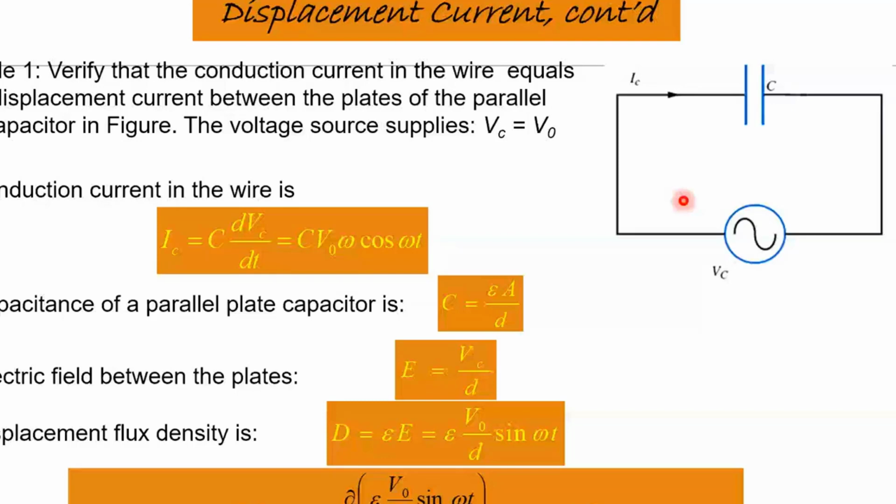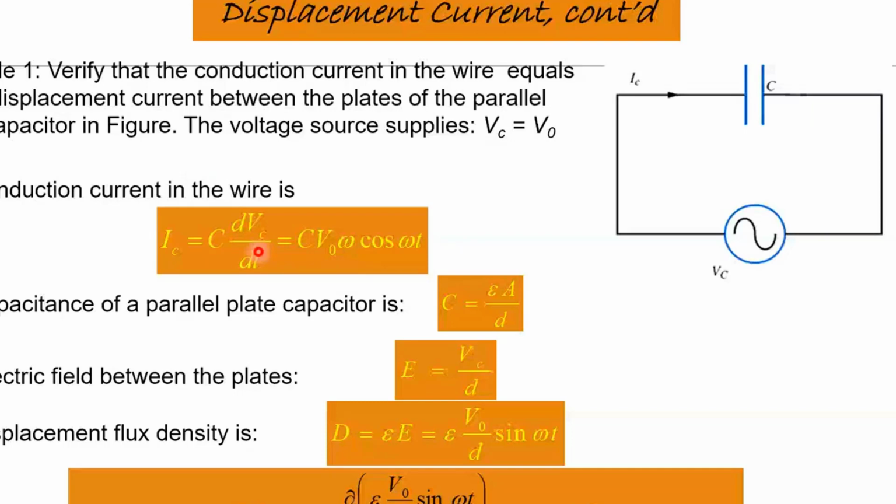If a capacitor is present, the current IC that will charge the capacitor is given by IC is equal to C dVc by dt. We have seen this basic formula. I, that is conduction current, is equal to C dVc by dt. That depends upon the voltage applied, and it is equal to C into V naught into omega cos omega t.